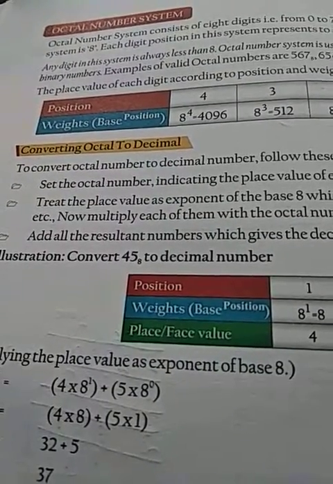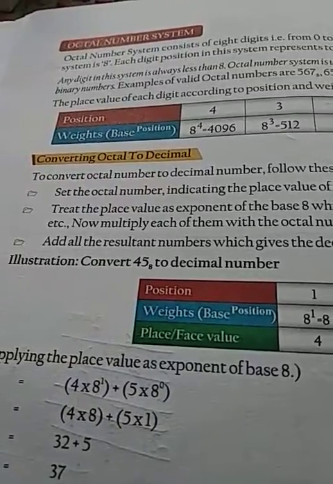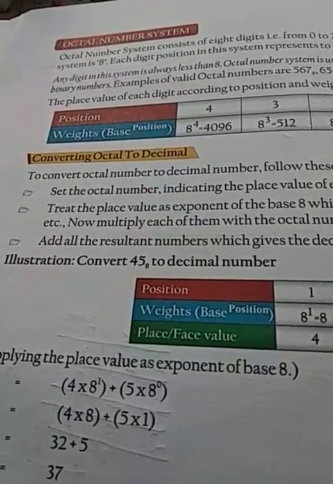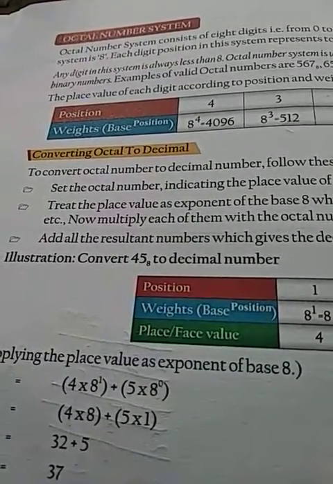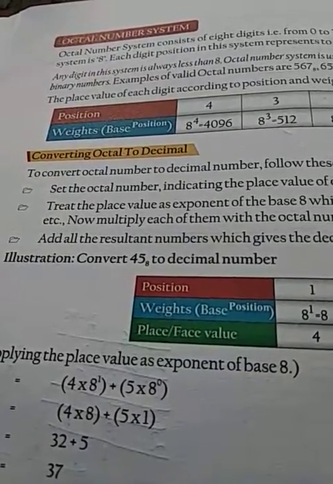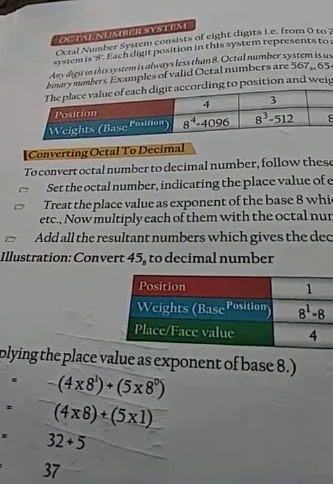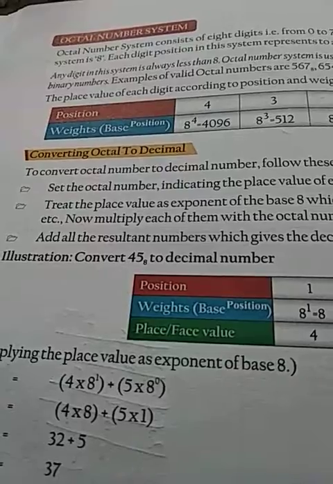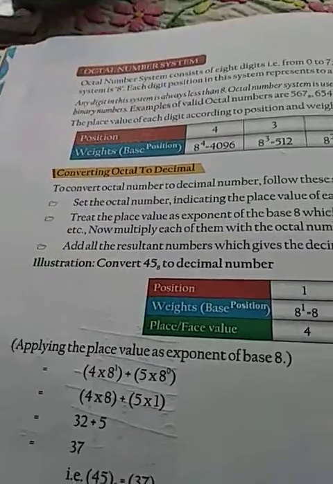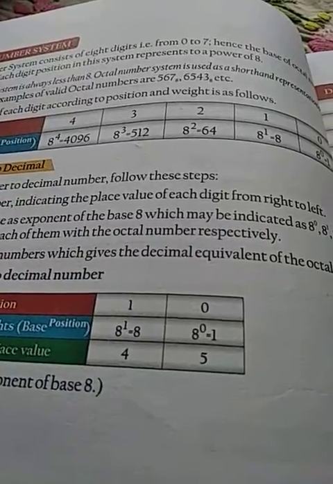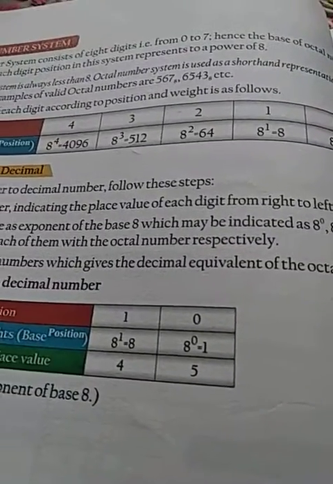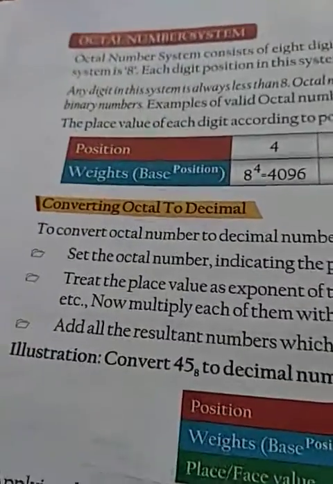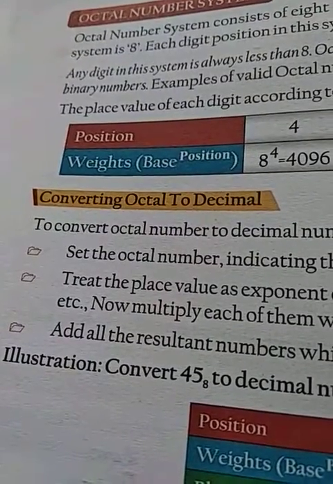Octal number system consists of 8 digits. As in the binary number system, we used only 2 digits, that is 1 and 0. But in the octal number system, we use 8 digits, that is 0 to 7: 0, 1, 2, 3, 4, 5, 6 and 7. Hence, the base of the octal number system is 8.